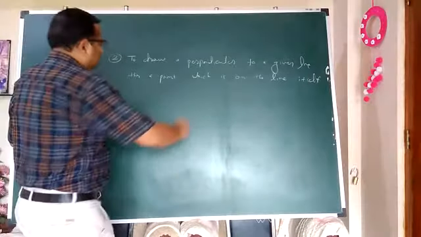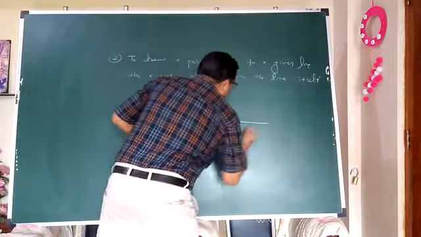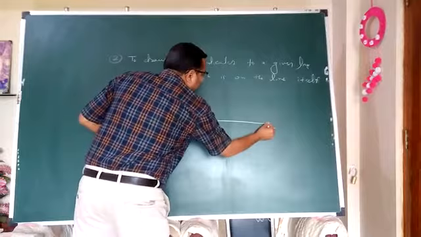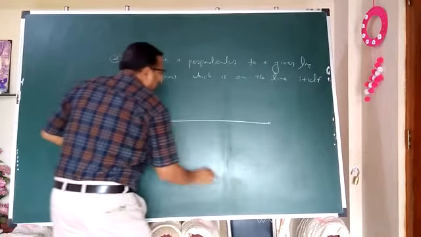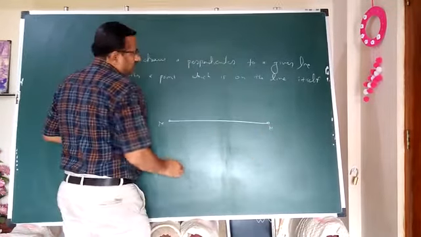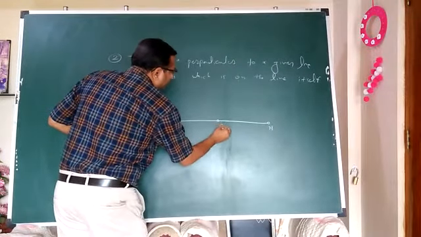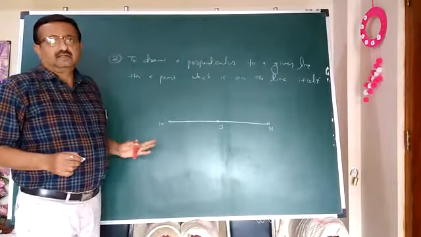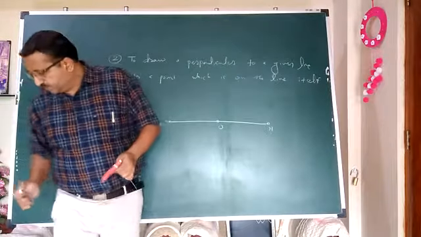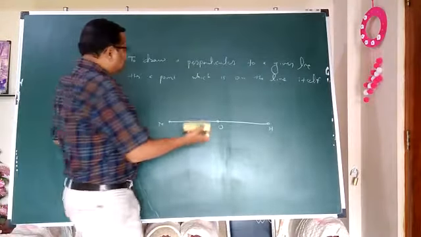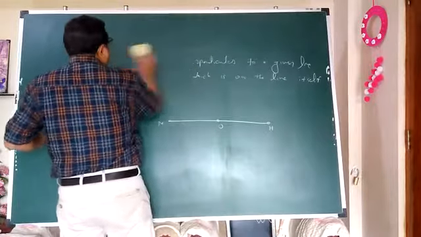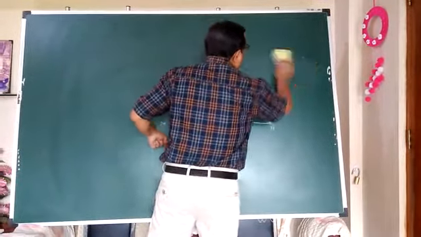Suppose this is line MN, and suppose any point O is on that line, somewhere at the midpoint. Now what is the procedure to get a perpendicular line to this given line?